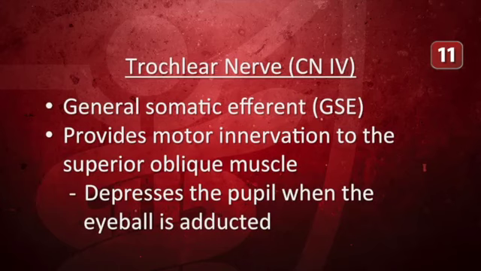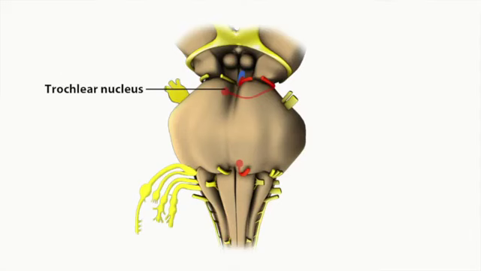Cranial nerve number 4, the trochlear nerve. The only modality of the trochlear nerve is general somatic efferent. It provides motor innervation to the superior oblique muscle, which depresses the pupil when the eyeball is adducted. Its cell bodies are in the trochlear nucleus in the caudal part of the midbrain. It is the only cranial nerve whose fibers originate entirely from the contralateral nucleus. They decussate prior to emerging from the brainstem at the junction of the pons and midbrain.